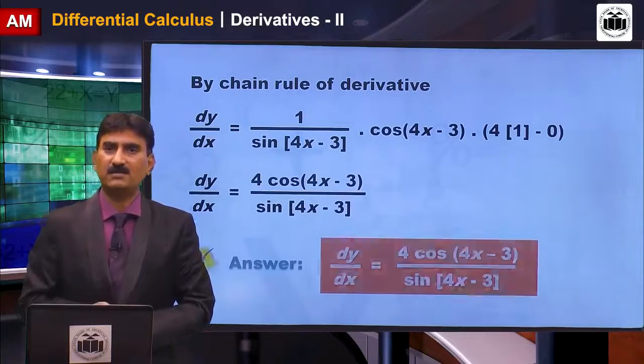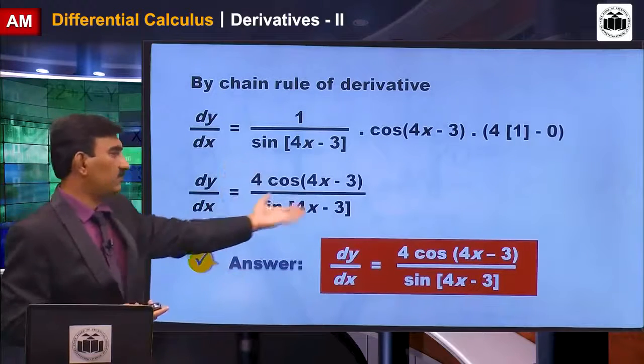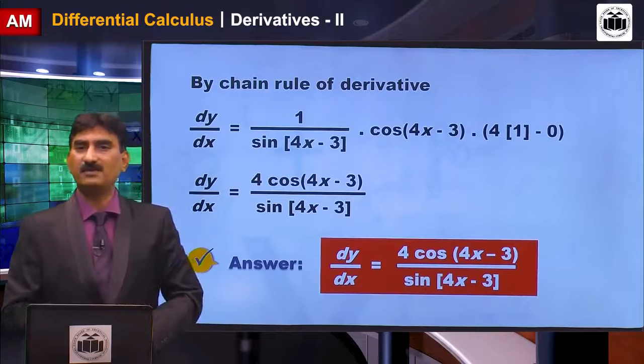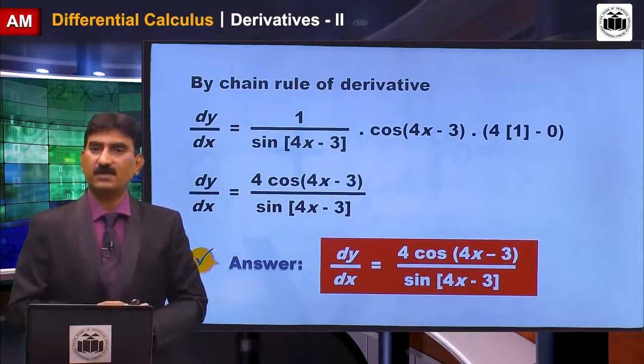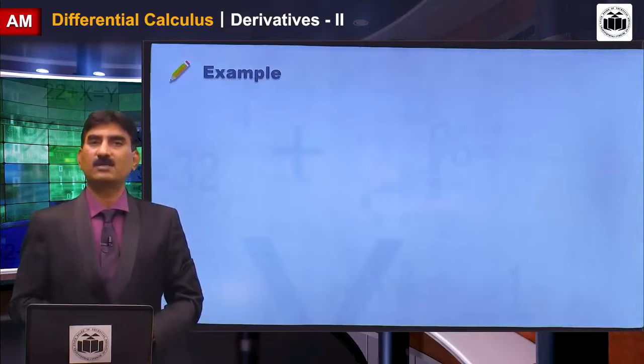So finally we get the answer dy by dx is equal to 4 cos of (4x minus 3) upon sine of (4x minus 3). Now another example.